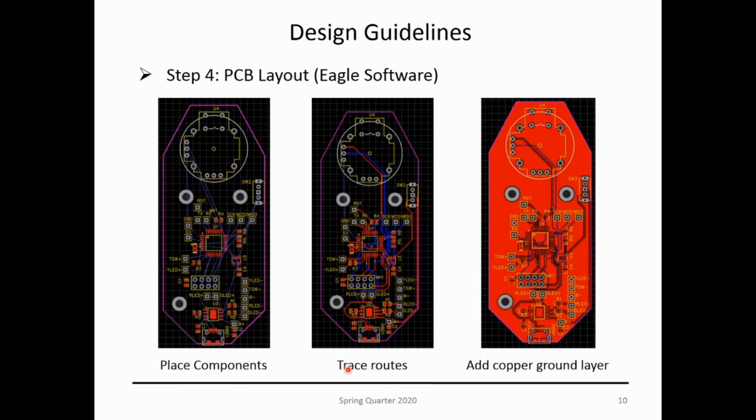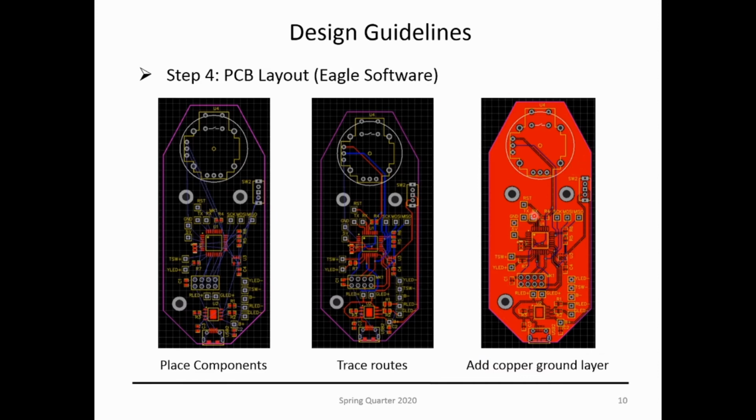And then you trace the routes, and here you have different layers. Normally 2 layers is more than enough for the stuff that we do, but you can have 2, 4, 8, 16, any amount of layers. The more layers you have, the more expensive the PCB is, and the more complex it is to build, and even to route. So normally for what we do, two layers is more than enough. And then at the end, add a copper ground layer.